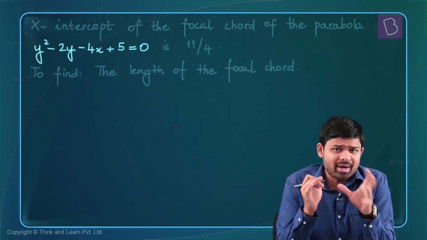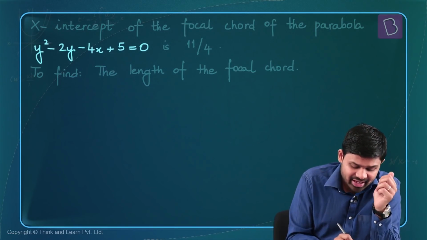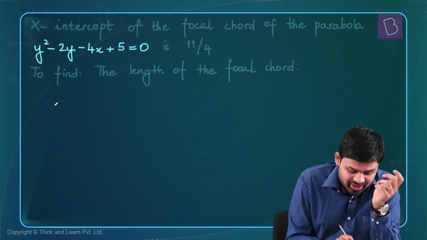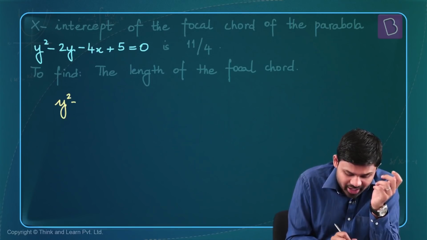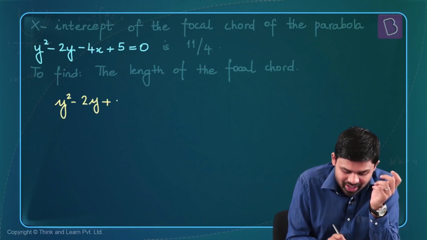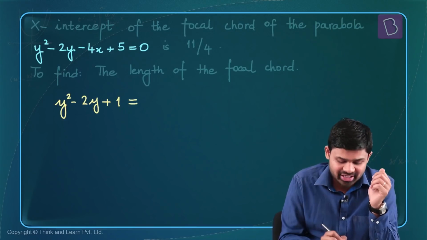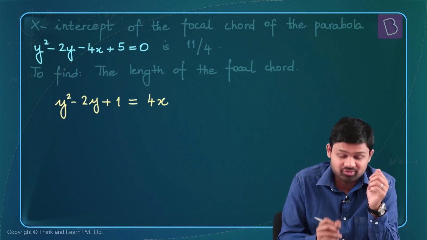So you see y square minus 2y, if I have a 1 there, then it will become y minus 1 the whole square, isn't it? So I can rewrite this as y square minus 2y plus 1. I'm going to keep all of that on the left hand side and take the remaining onto the right hand side. The minus 4x becomes a plus 4x.